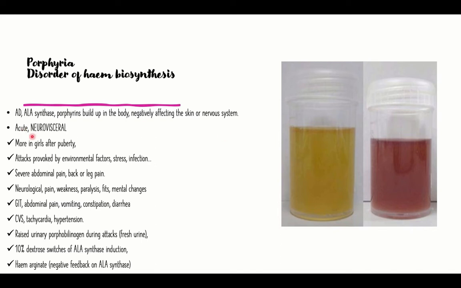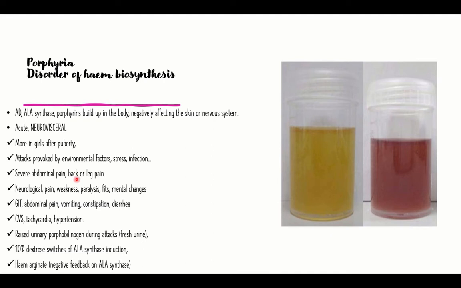So talking about acute attacks of porphyria, they usually present in girls after puberty, where we have attacks provoked by some factors like stress, and this includes the menses, or menstrual periods in females. Other provoking agents may be infection, surgery, and others. So the presentation is called neurovisceral. So we have severe abdominal pain and other pains in the back or in the leg.